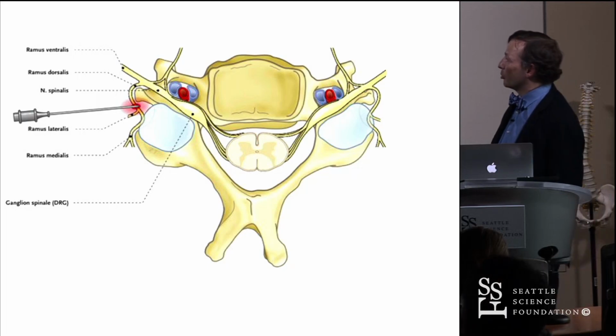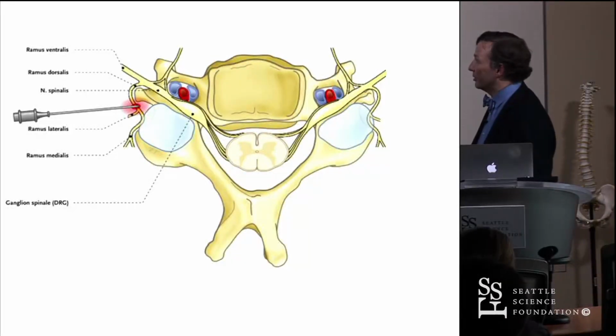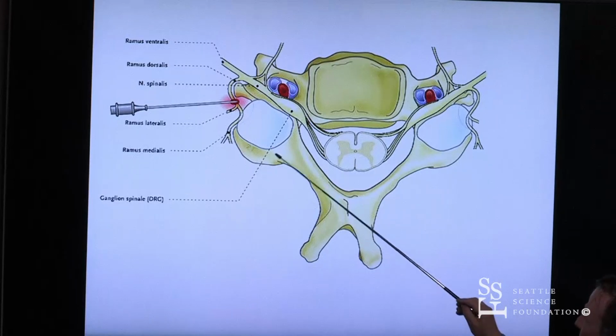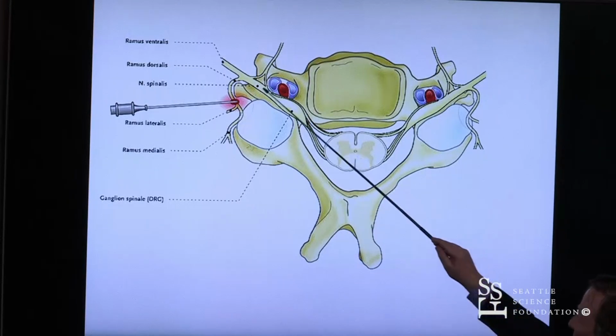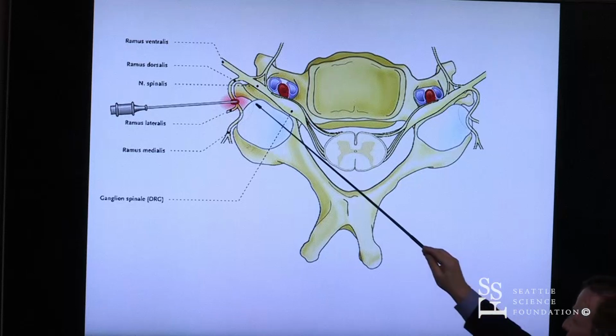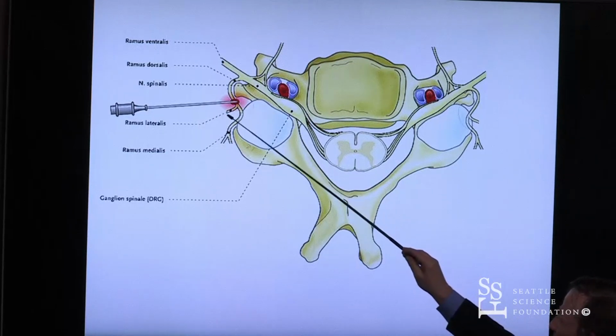Here's a typical procedure that many of us will have done if we live long enough. When we have degenerative changes in the neck, one target is to knock out the nerves that are serving the facet joints, right? You want those to not feel pain anymore. So the clinician has to know where those little branches are.